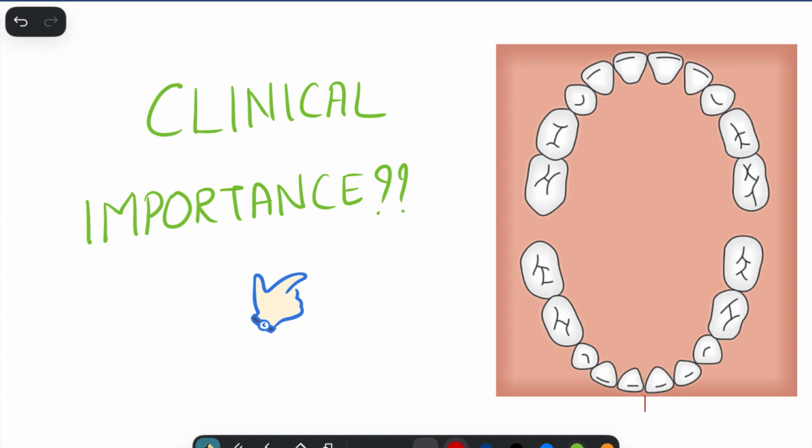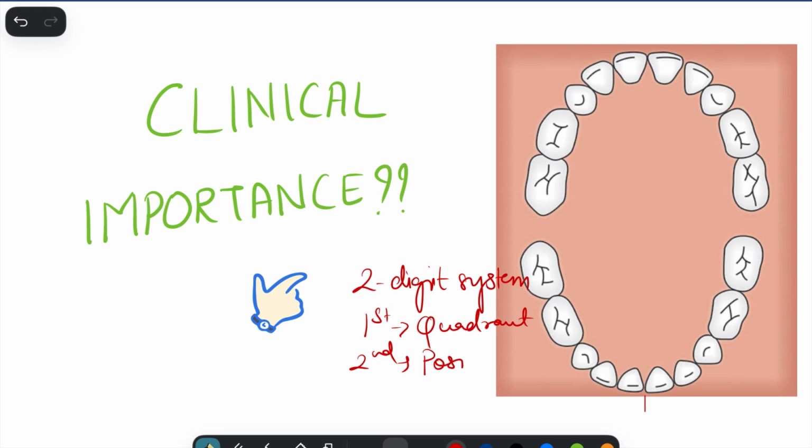Okay, now a quick revision. The FTI system is a two-digit system. The first digit represents the quadrant and the second digit represents the position of the tooth from the midline. For the permanent dentition, the quadrants are 1, 2, 3 and 4, while for the primary dentition, the quadrants are 5, 6, 7 and 8.